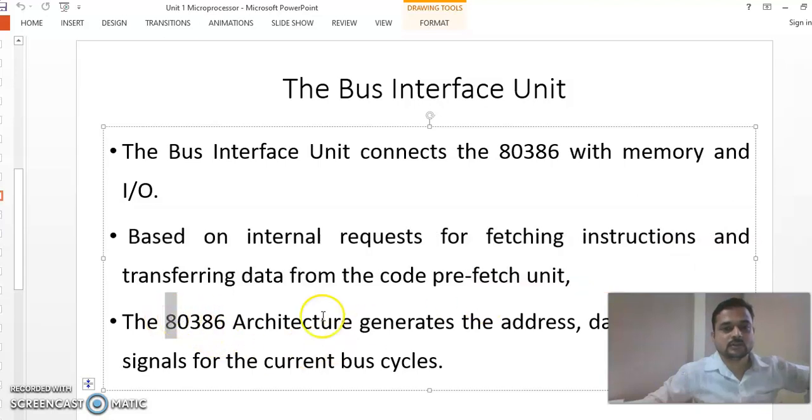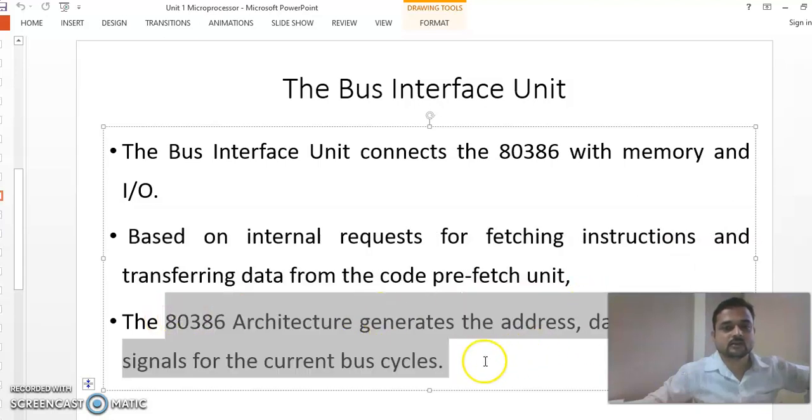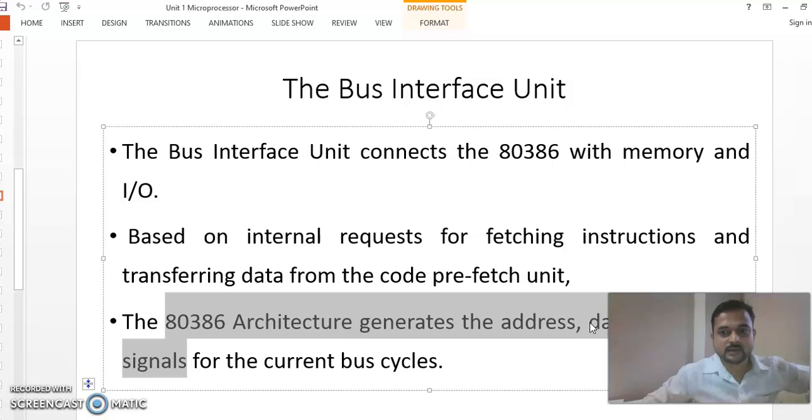So this 80386 architecture is generating address, data, and control signals. These are very important buses: address bus, data bus, control bus. Address bus is 32-bit, 2^32, 4 GB size of memory. Data bus is 32-bit, bidirectional, and control signals are also available. Read, write. Okay, read and write are the control signals.